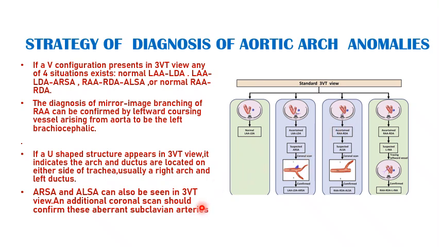ARSA and ALSA, although they are seen in the three-vessel trachea view, can also be seen in an additional coronal scan. If a U-shaped structure appears in the three-vessel trachea view, it indicates that the arch and ductus are located on either side of the trachea. Usually it is a right arch and left ductus. Diagnosis of mirror image branching of right aortic arch can be confirmed by leftward coursing of the vessel arising from the aorta to be the left brachiocephalic.